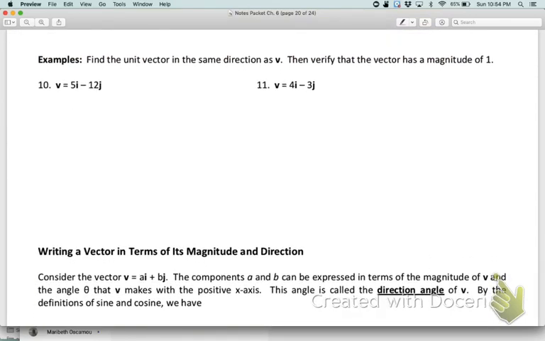So the first thing we have to figure out, if I want to take v and convert it to a unit vector in the same direction, is the magnitude. Now remember, that's just good old Pythagorean theorem. So here's what we should get. The magnitude of vector v is 13.